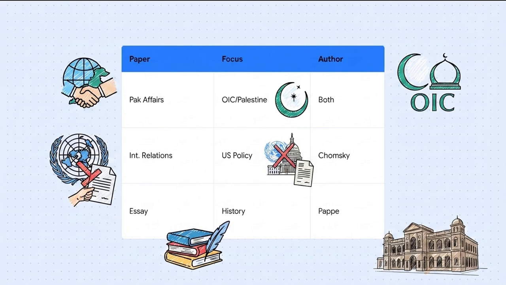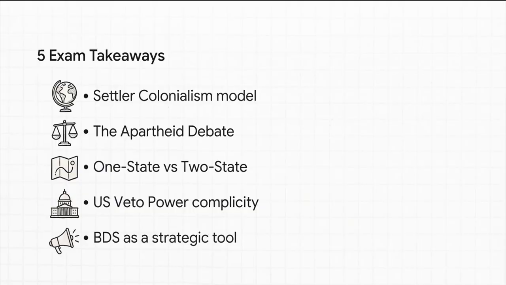And here you can broadly cite both authors. For international relations, particularly on U.S. foreign policy, you want to quote Chomsky to bring in that UN veto angle. And finally, if you're tackling the Palestine question in your essay paper, rely heavily on Pappé to provide that deep historical and colonial perspective. Let's quickly recap.